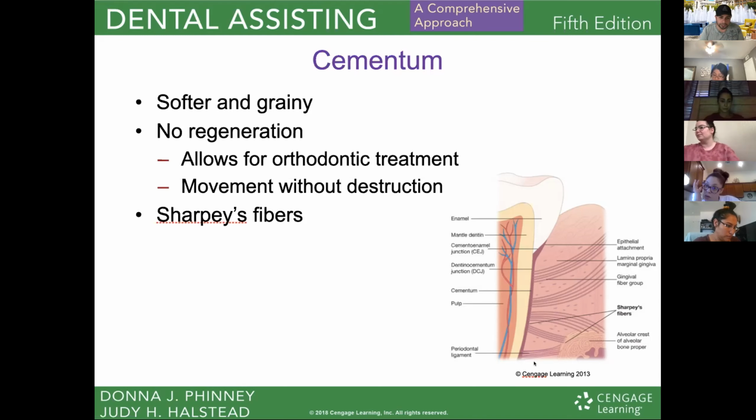So this is why we're able to move teeth with orthodontia. We have something called Sharpey's fibers that act as anchors between the alveolar bone and the tooth. So these are sort of like part of the periodontal ligaments. It's just a more fibrous tissue that allows for more solid attachment to the tooth.